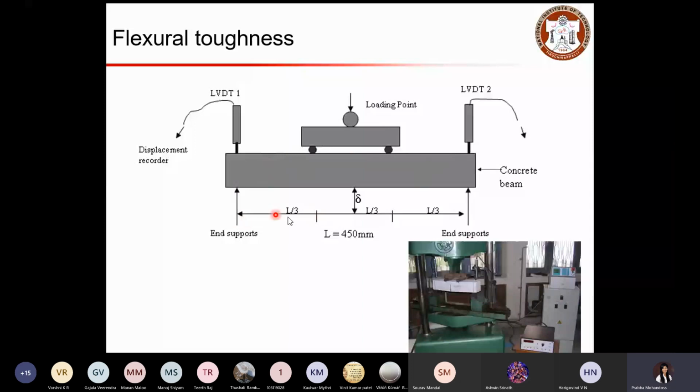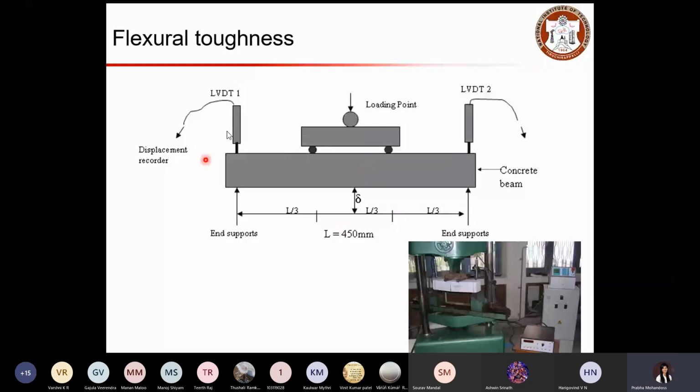So you will have this L/3 span ratio conditions, and here you will have only pure moment. So when you have support regions, shear will be more. So to have a pure moment condition, we are splitting into this L/3.